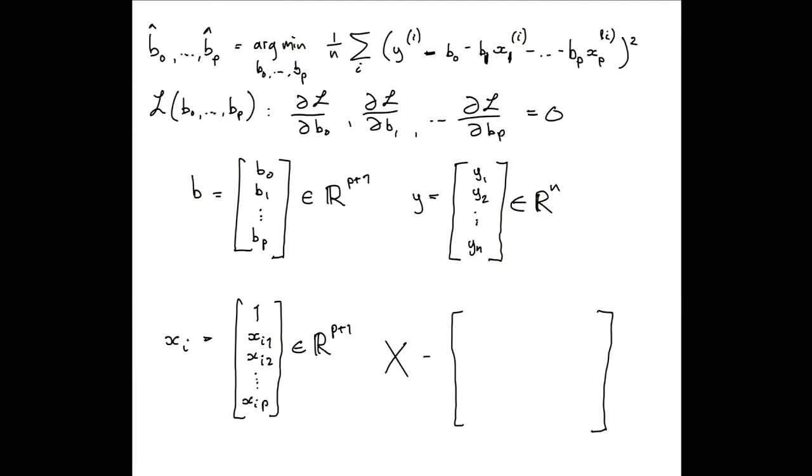So we'll say that this is x1 transpose, x2 transpose, and all the way down to xn transpose, where each of these is one of these guys. Okay, so this must be in R what? What's the dimensionality here?